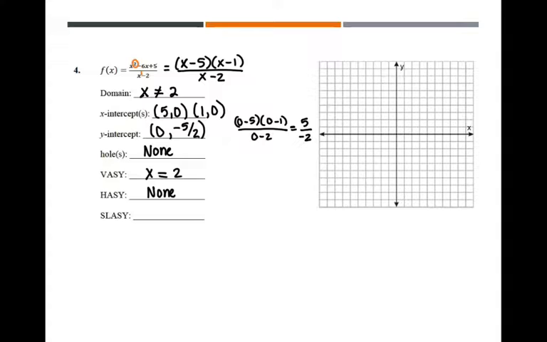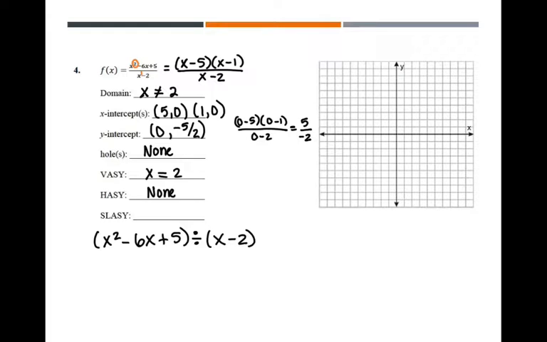Now, to find your slant asymptote, you are actually going to divide your polynomial. So I'm taking x squared minus 6x plus 5 and dividing it by x minus 2. Now, there's two ways that you can divide this. You can use long division or synthetic division. I'm a big fan of synthetic division because it is quicker.